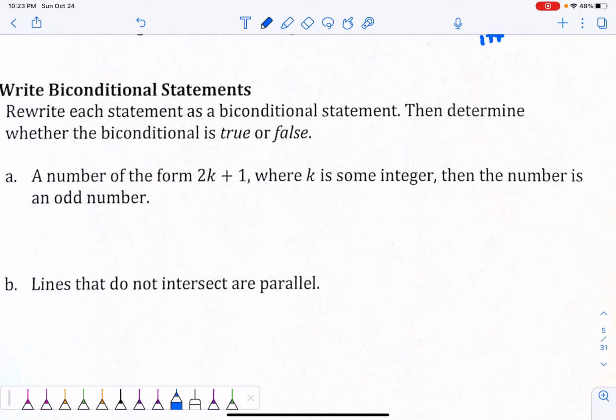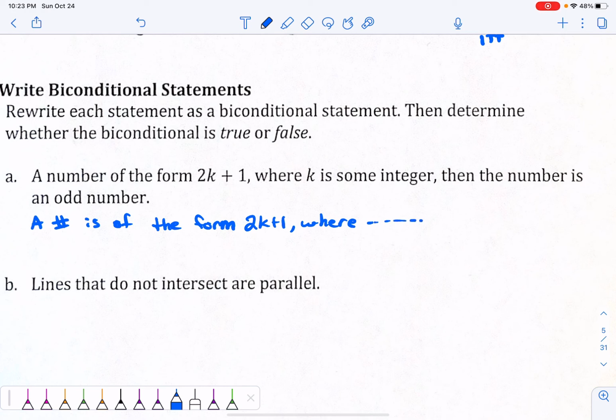Okay, so a number is of the form 2k plus 1, where k is some integer, if and only if the number is odd. Okay, a number is of the form 2k plus 1, where k is some integer, if and only if the number is odd. Okay, so let's look at both sides of that.